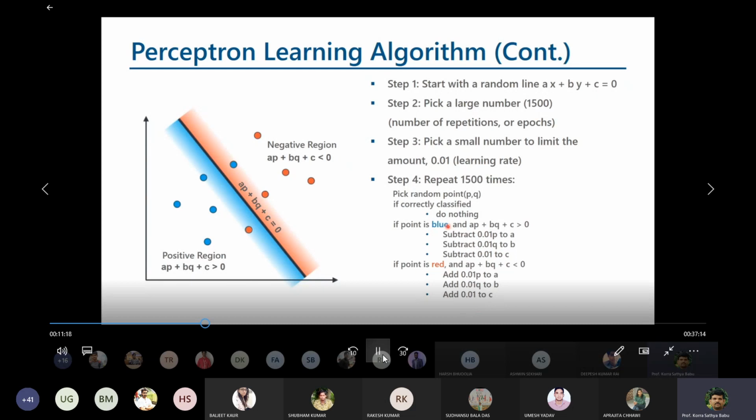If the point you have chosen is a red point and AP plus BQ plus C is less than 0, it means it is in the negative region, then you add. If it is in the negative region, you add. If it is in the positive region, you subtract. That is what is told here. This is the perceptron learning algorithm.